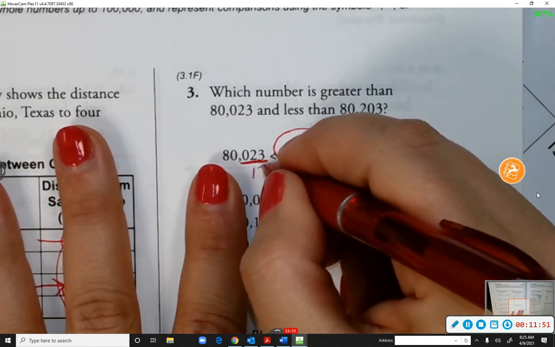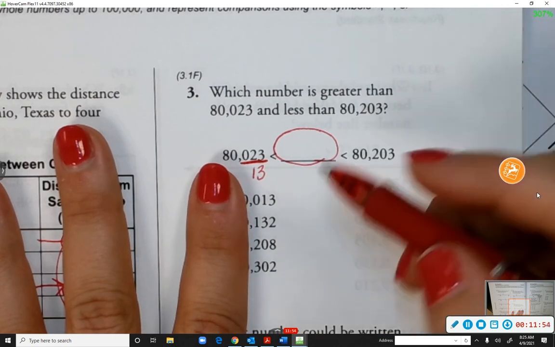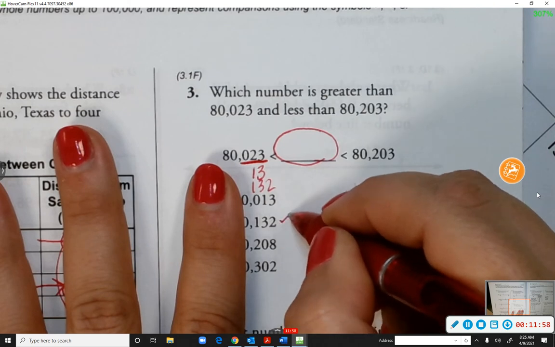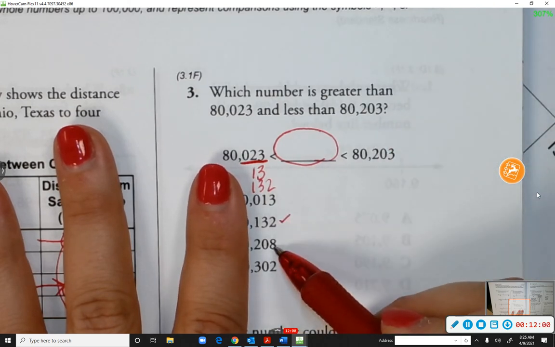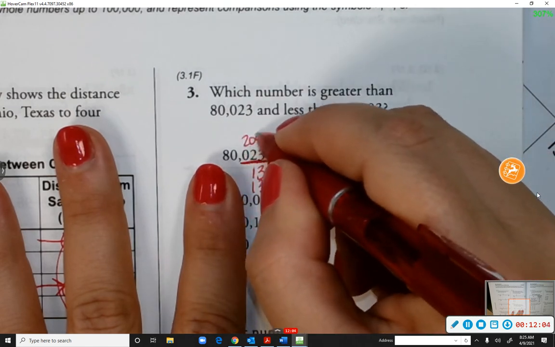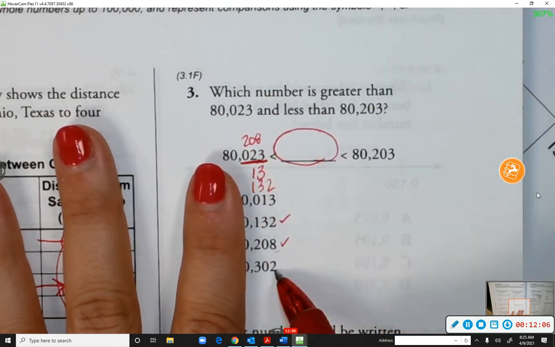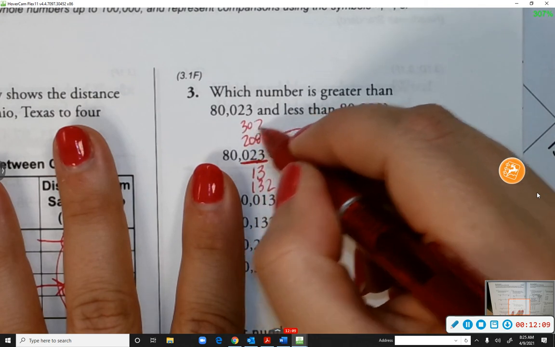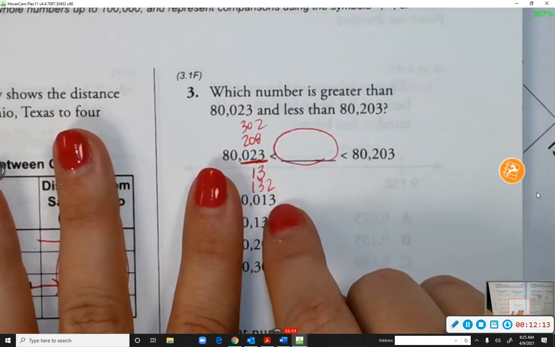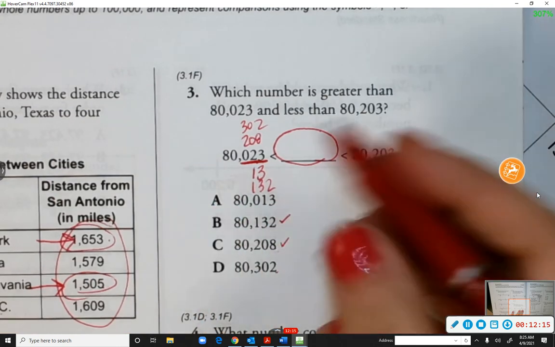Okay. So this says 23 is what? What's that symbol? Less than this number. So this number right here has to be what compared to that? Bigger or smaller? It has to be bigger. This one has to be smaller. Okay, so let's put in the number and see if it makes sense. 80,013. Is that bigger? No. 132. Yes. Okay, so we can keep that one. 208. Is that bigger than this? Yes, so we can keep it. 302. Yes, all of those are bigger than 23. So the only one we could have gotten rid of so far is A.